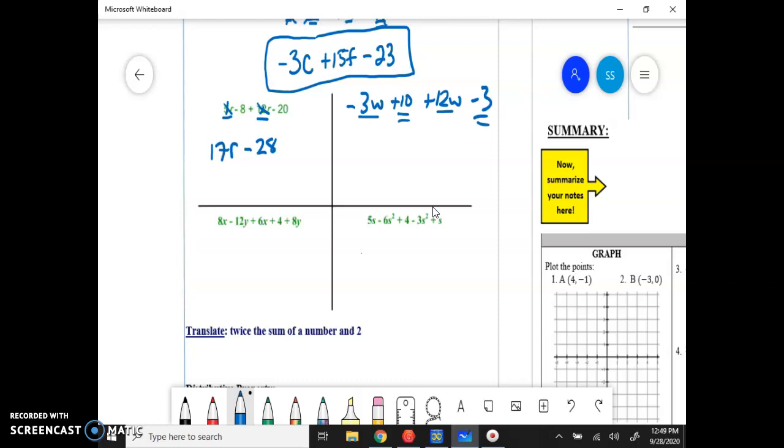All right, so you don't have to put these lines to identify them. It's a helpful tool. If it helps you, use it. If it doesn't, don't do it.